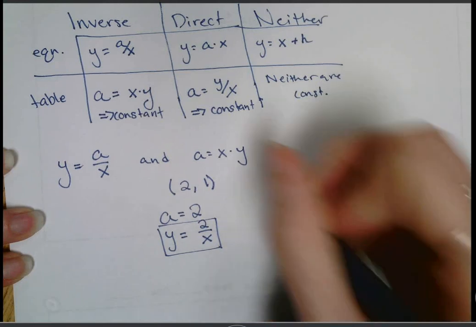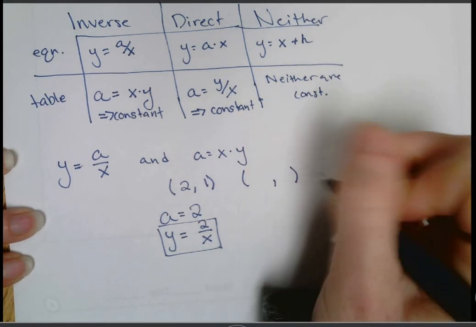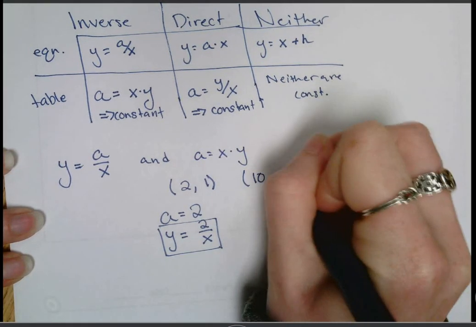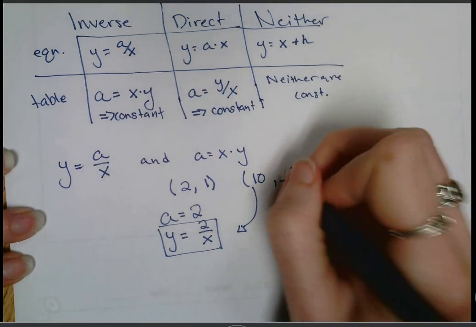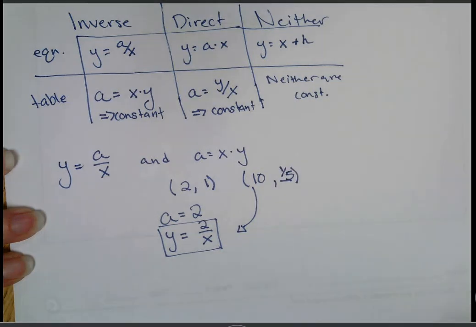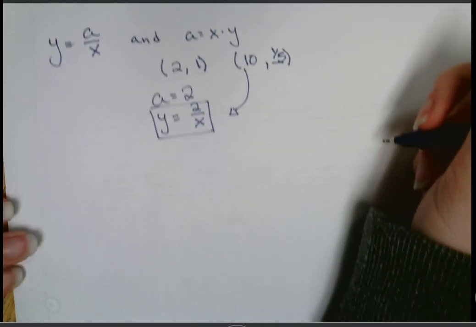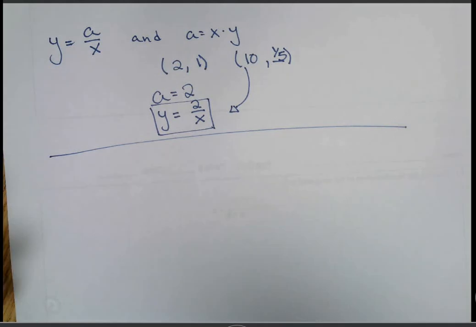But now if it said, hey, what about if we just knew that x was 10, what would your y be? Well, I just take it and plug it in. What's 2 divided by 10? 1/5. That is all of that for 8.1. 8.2 was all about graphing.